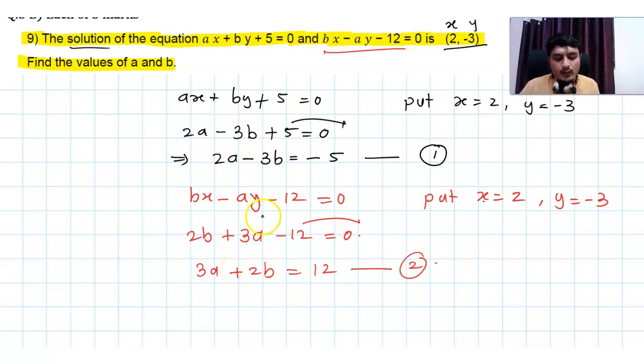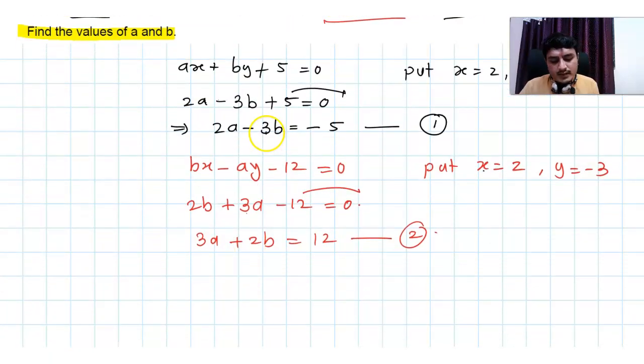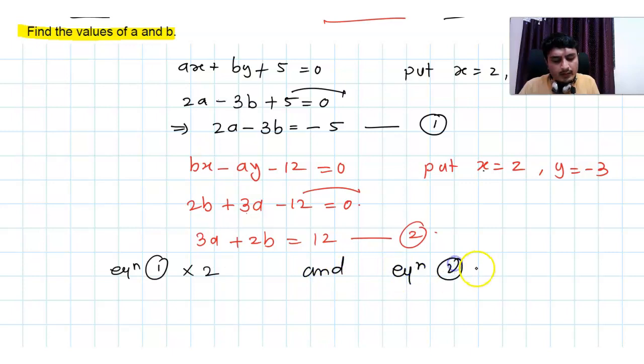So let's make the coefficient of variable b the same in equations 1 and 2. We have the coefficients -3 and 2, whose LCM is 6, so 3 twos are 6 and 2 threes are 6. So multiply equation 1 by 2, while equation 2 by 3. So we are getting two other new equations of the form: equation 1 we multiply with 2, so 2 twos are 4, a as it is, -3 into 2 is -6, b as it is, equals -5 into 2, that is -10. Call it equation number 3.